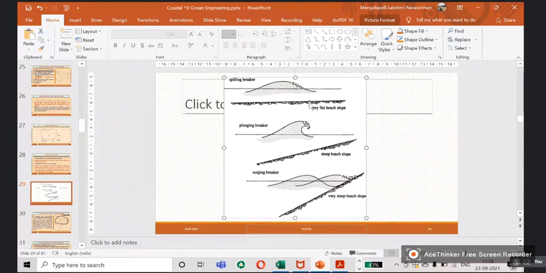See, a very flat beach gives a spilling breaker, and a very steep beach gives a surging breaker. Because it is steep, it will not plunge. So in between this plunging and this surging, you will have collapsing. The collapsing is not shown here.